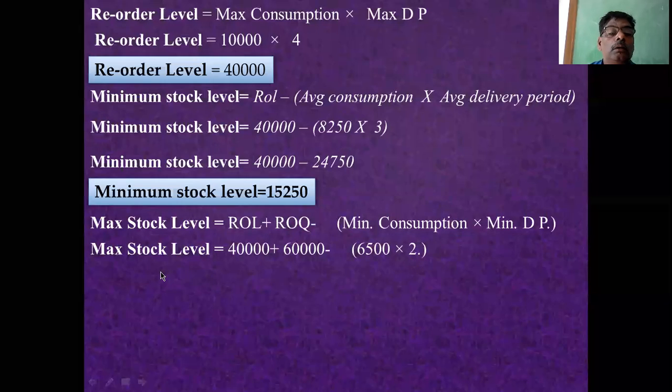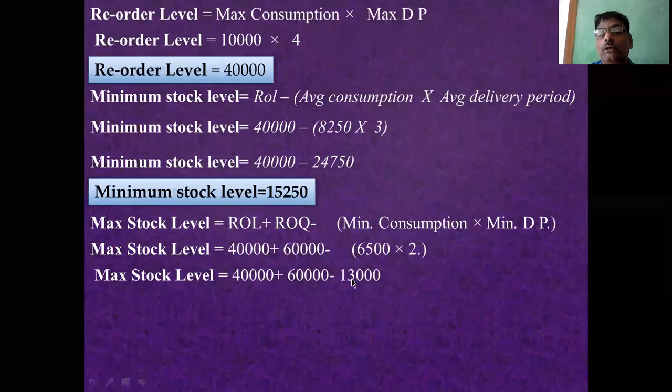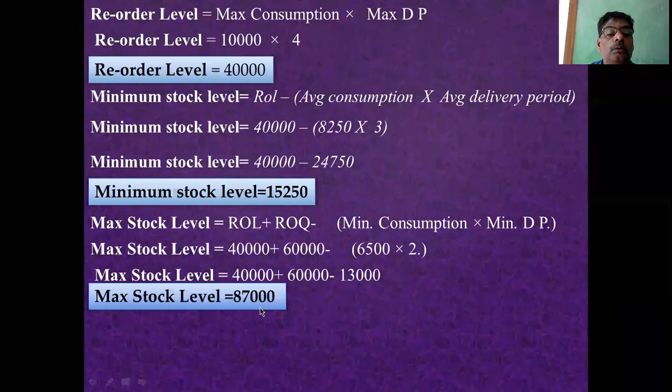So maximum stock level is equal to 40,000 plus 60,000 minus 13,000. So the ultimate answer is 87,000. Maximum stock level is 87,000.